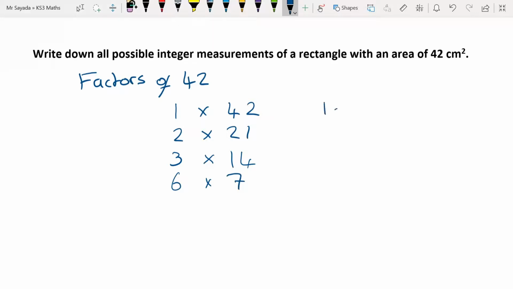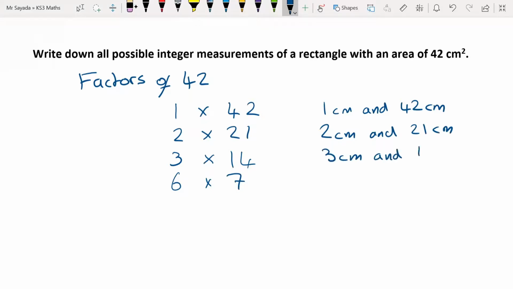I could have 1 centimeter and 42 centimeters. That would make an area of 42. I could have 2 centimeters and 21 centimeters. That would make an area of 42. I could have 3 centimeters and 14 centimeters. That would give an area of 42. And I could have 6 centimeters and 7 centimeters. That would also give an area of 42. So there are 4 possible integer measurements of a rectangle with an area of 42.